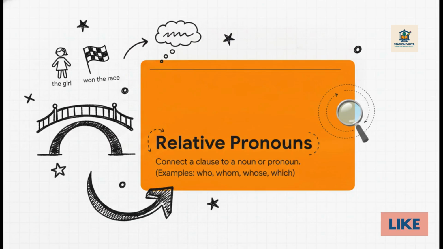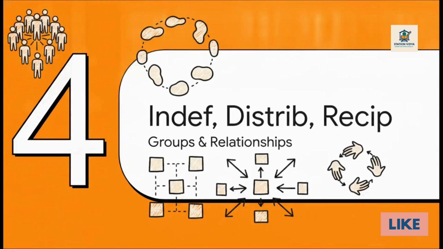That word who is acting like a little bridge, connecting the girl to the awesome fact that she won the race. We are making great time. Let's look at Section 4, indefinite, distributive, and reciprocal pronouns.